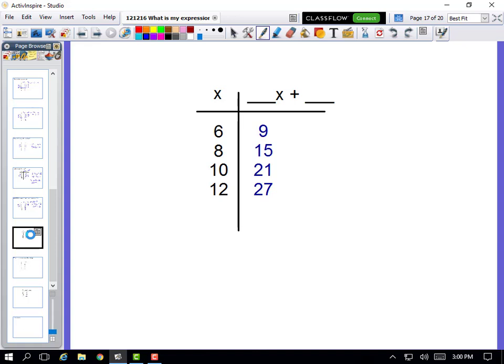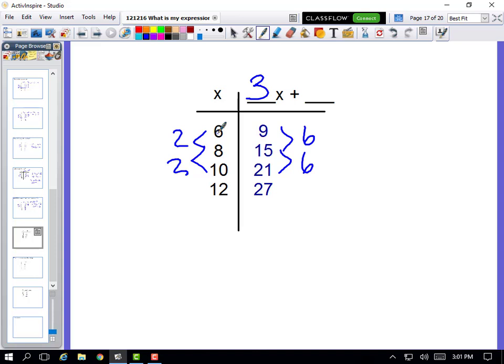So in this one right here, again, I don't have an x equals 0, so I can't find my b value. So I find my slope first. Okay, so I look for my pattern. 9 to 15 is increased by 6. 6 to 8, 8 to 10 is increased by 2. So 6 divided by 2 is 3.